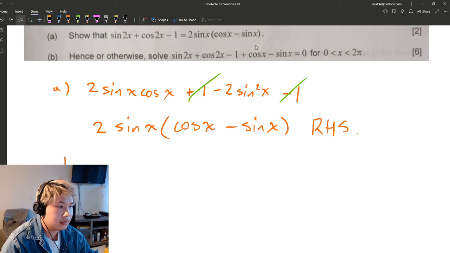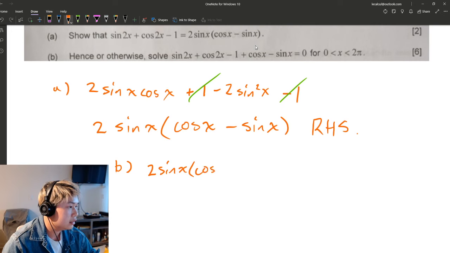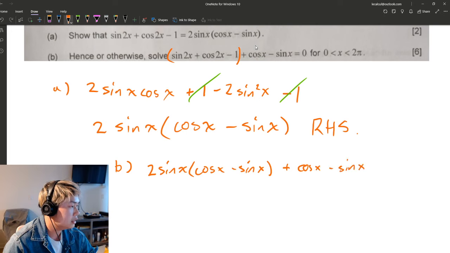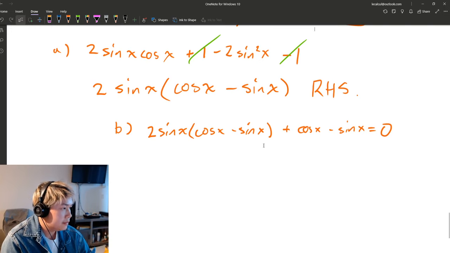So part B, I'm going to have 2 sine of x cosine x minus sine of x. So that's all of this. And then I have a plus cosine x minus sine x needs to equal to 0. And then for 0 to 2 pi. Okay, and then we got to solve this.